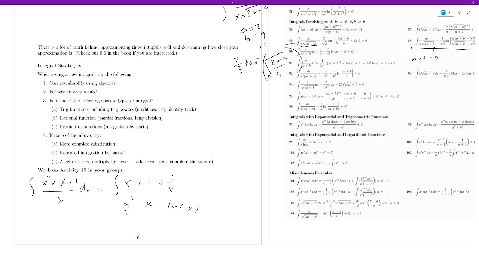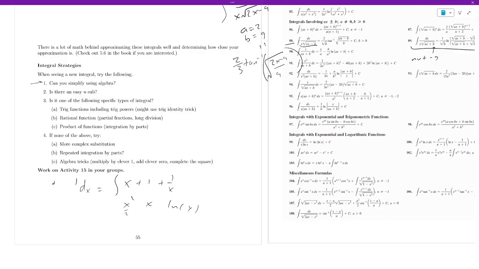So don't forget about your fraction rules. You can split fractions, you can combine fractions, you can cancel. That's the first thing to try, is to make sure it's in the simplest looking form before you even try anything else. So that's number one. Try simplifying first.